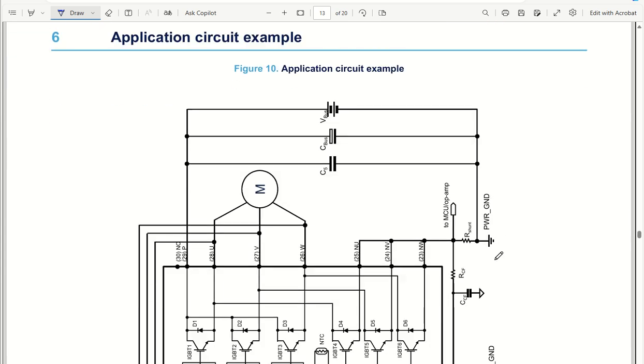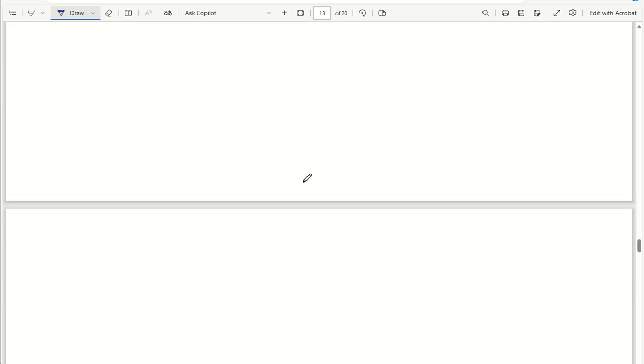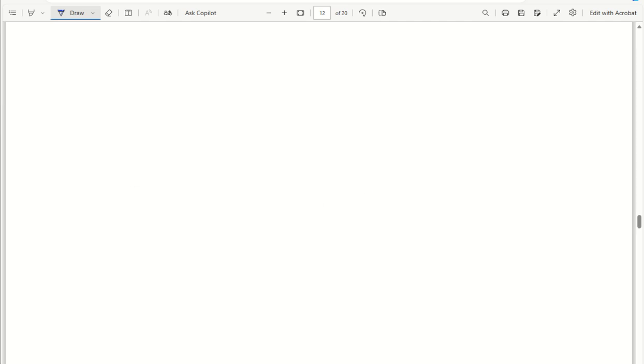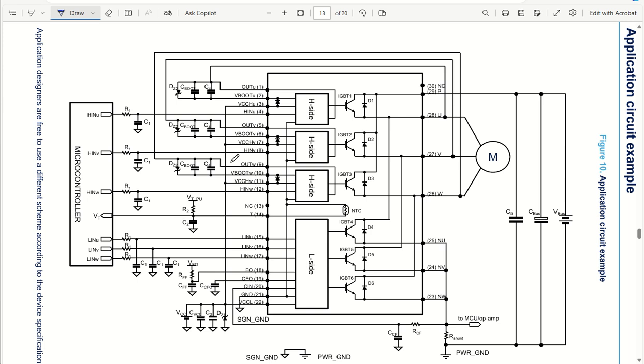Coming back to the application circuit diagram, this is what we need to understand. Let me load it. As I told you in the block diagram of the IPM based system, let us say we have a microcontroller. In this microcontroller we will have PWM signals, let's say U, V and W phase for the high side, and then U, V, W phase for the low side.